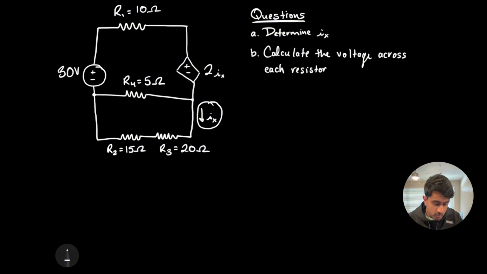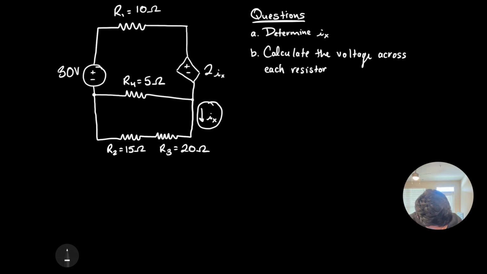Our main question that we need to solve, A, is to determine what IX actually is, the value of that, in amps. And then B, calculate the voltage across each of these 4 resistances. So let's get started. This should be a pretty straightforward type of question.